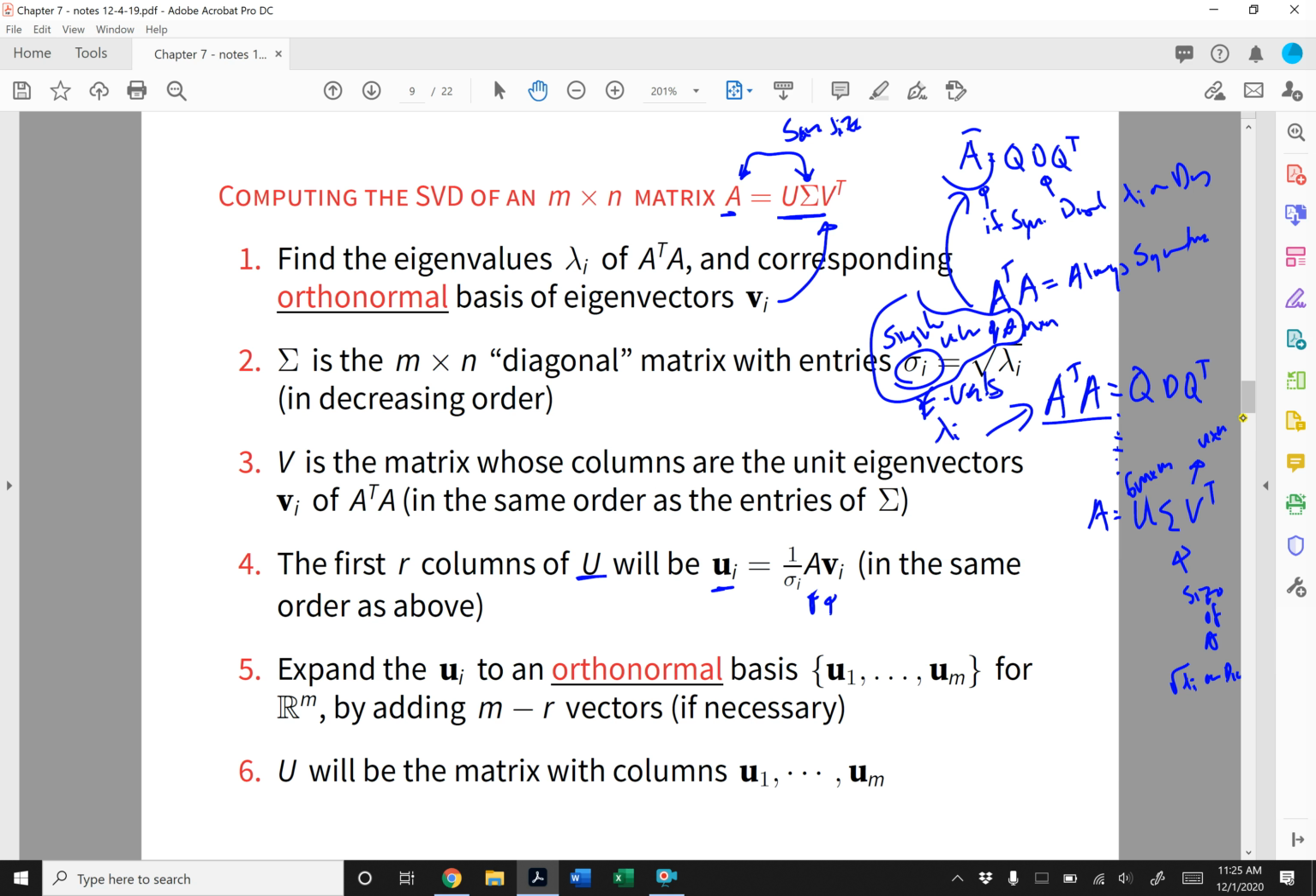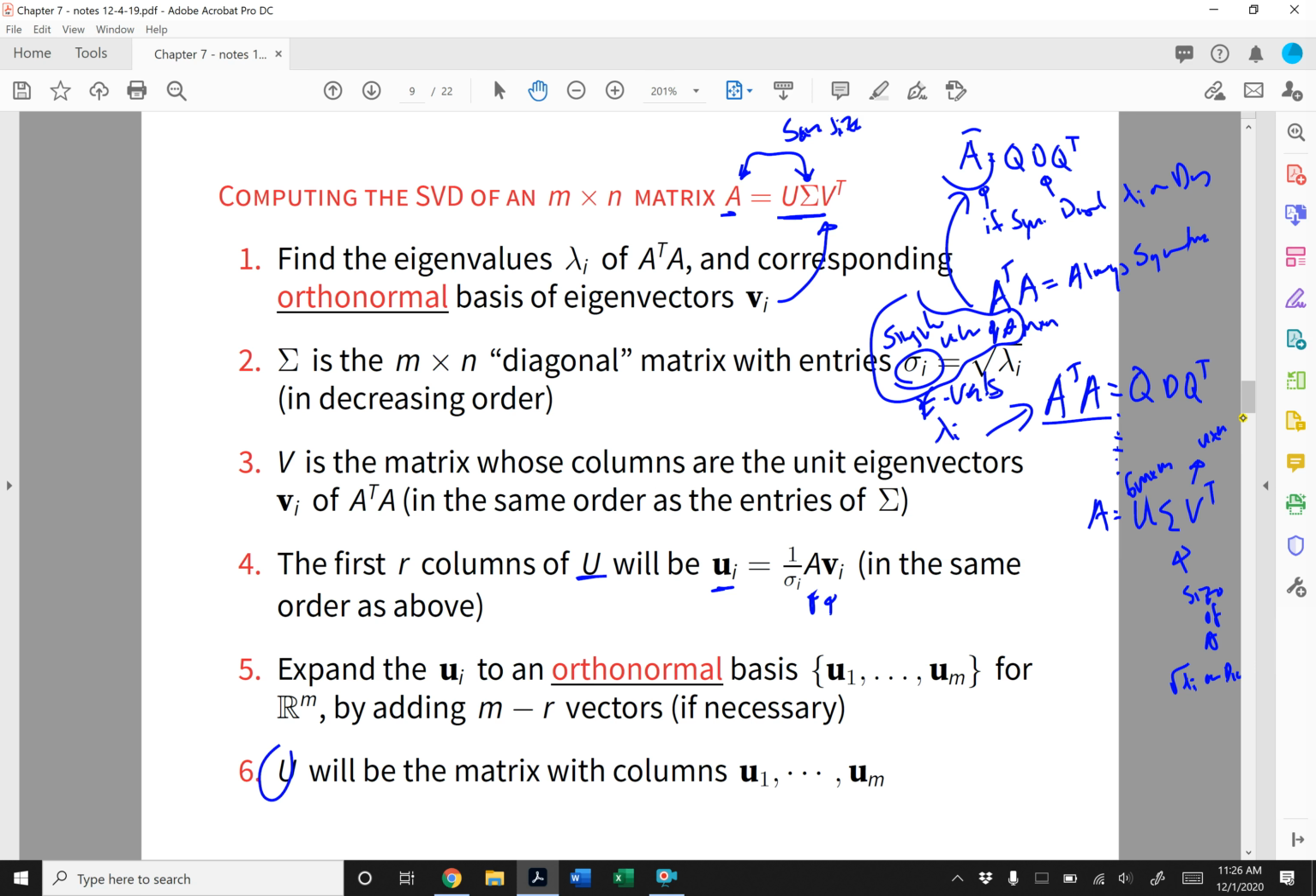And then we might not have enough to build U, and if so, we need to build an orthonormal basis. So we might have to add some vectors and then do Gram-Schmidt to orthogonalize them and then normalize them to finish off U, and then we can just write U with the columns as that orthonormal basis.